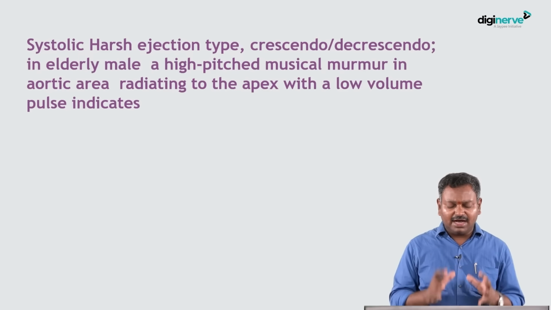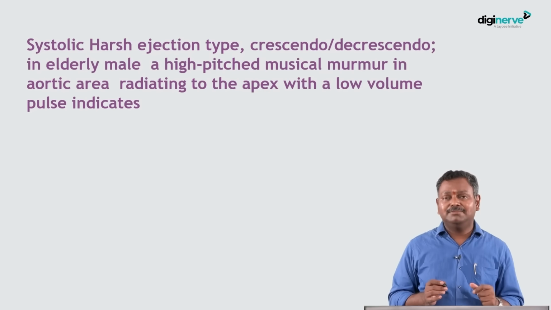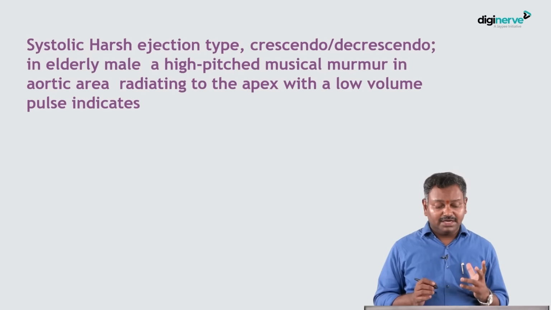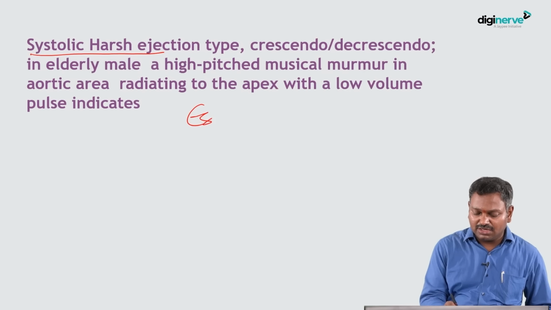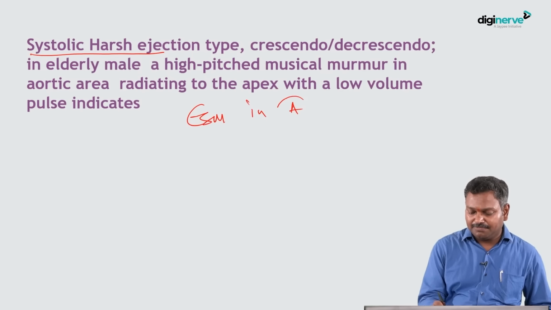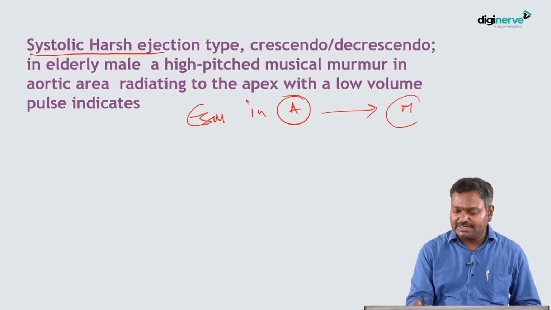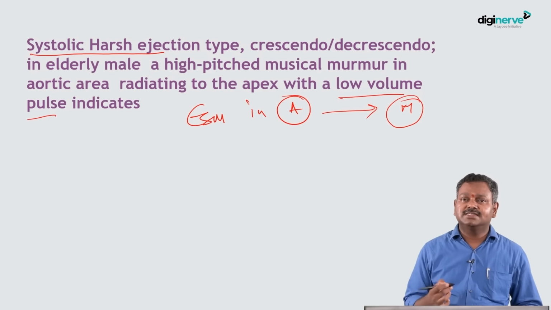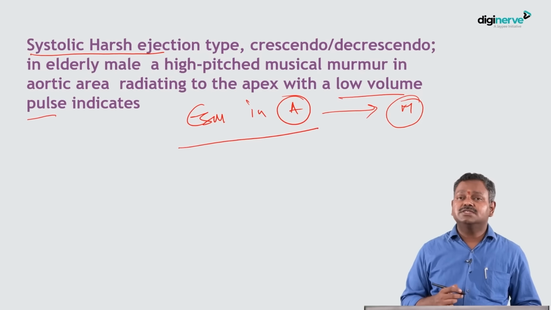A systolic harsh ejection type crescendo-decrescendo murmur in an elderly male, a high pitched musical murmur in the aortic area radiating to the apex with a low volume pulse. So here we have an ejection systolic murmur in the aortic area, and it is radiating to the apex, so it is going to the mitral area also. The person has a low volume pulse, which we have already discussed. It can be due to aortic stenosis or mitral stenosis. So the most likely diagnosis here is aortic stenosis.